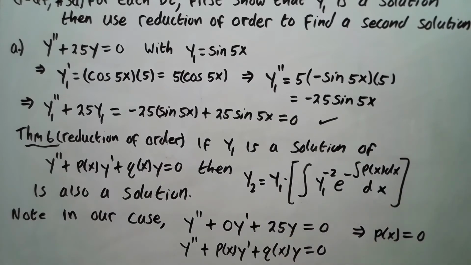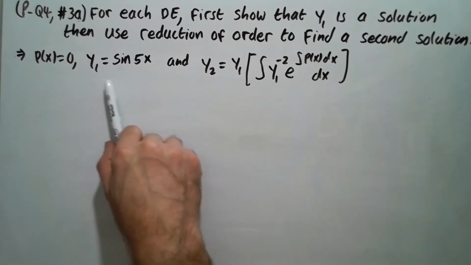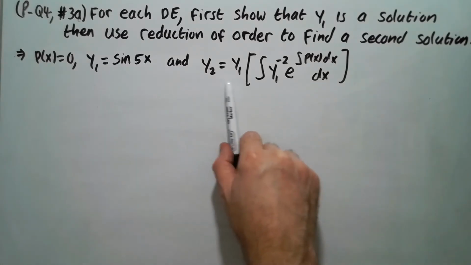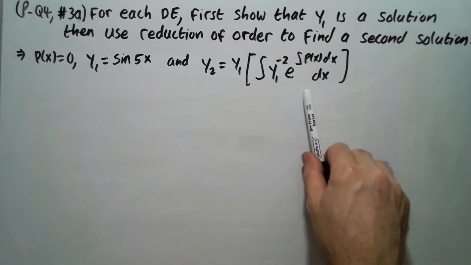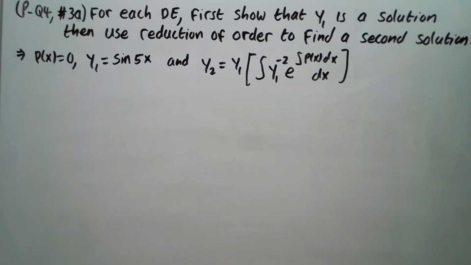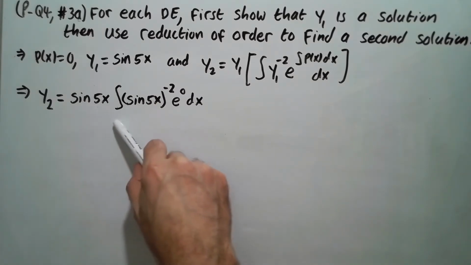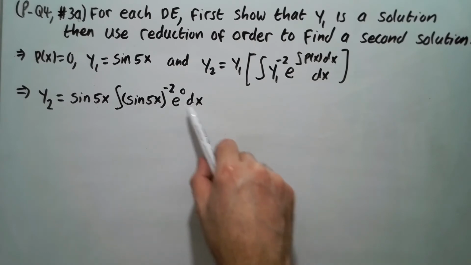So I'm out of space here, so I'm going to erase a few things and we'll keep going. Okay, so summarizing, we have our p is 0, our y1 is sine of 5x, and our y2 is given by our reduction of order formula. So let's plug into this now. So plugging in we have sine of 5x times the integral of sine of 5x to the minus 2 e to the 0 dx.